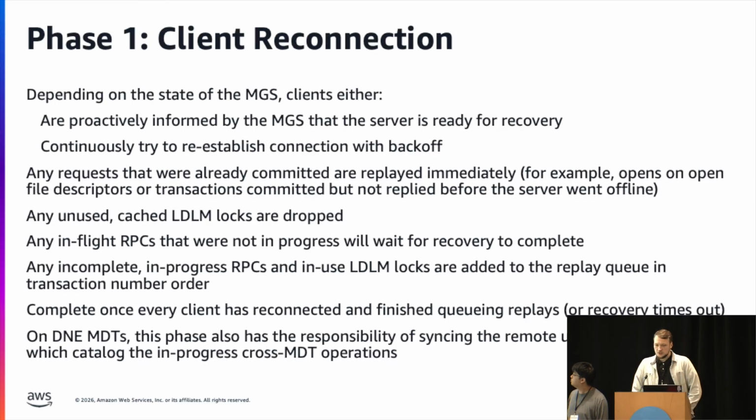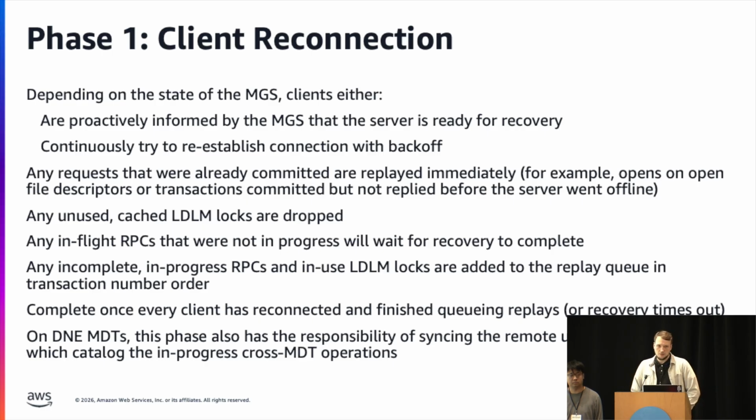Once we have that information, we can move on to the client reconnection phase. There's two ways that clients might reconnect to a server. One, the more normal way, is the normal retry process: once the client loses connection to a server that goes down, it will be reattempting the connection with backoff. And when it successfully reestablishes the connection, it will see that the server is in a recovering state and enter the client portion of the recovery process.